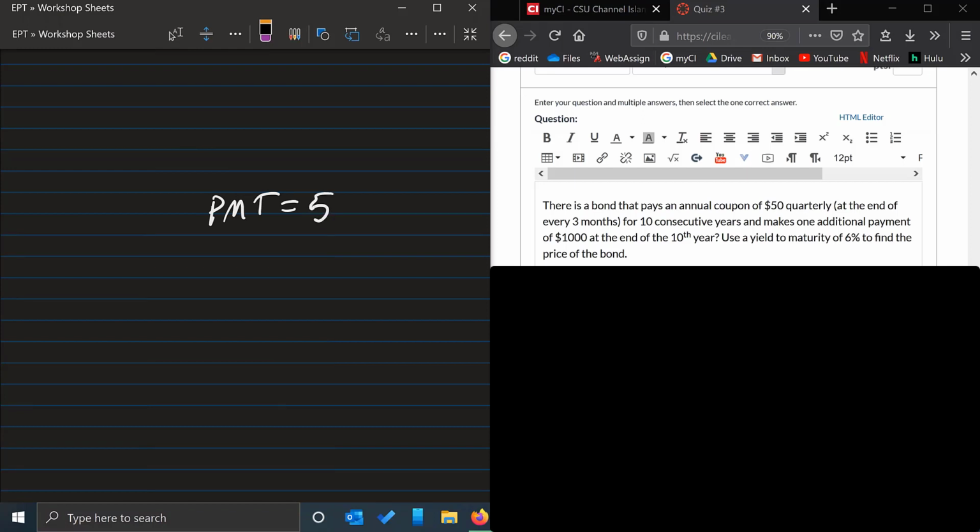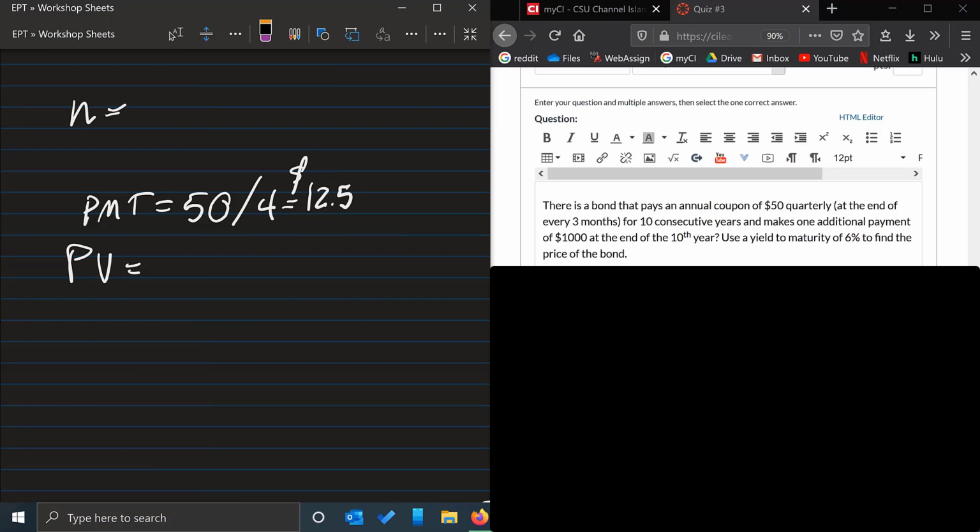So let's write down what we just did: 50 divided by the quarters. What else do we know? We got 40. The present value. Well, this is a bond, so they're asking us for the present value. That's what we're selling for. Present value, we don't know. That's our variable. Price is present value, right? So 10 consecutive years, you have n equals 10, but you're looking at 4 periods per year. So you multiply that by 4, which you already did, and you got 40.